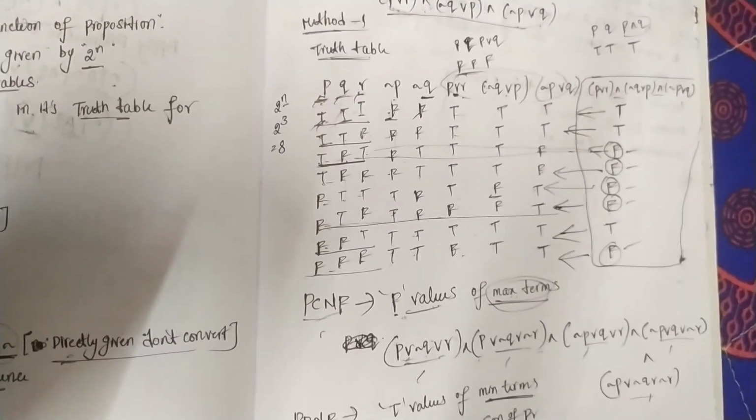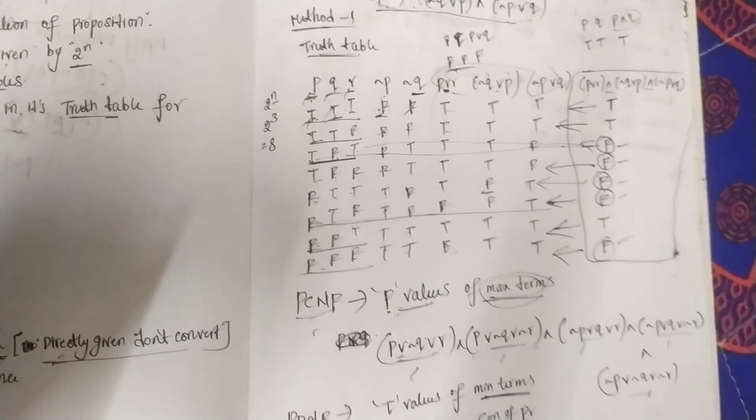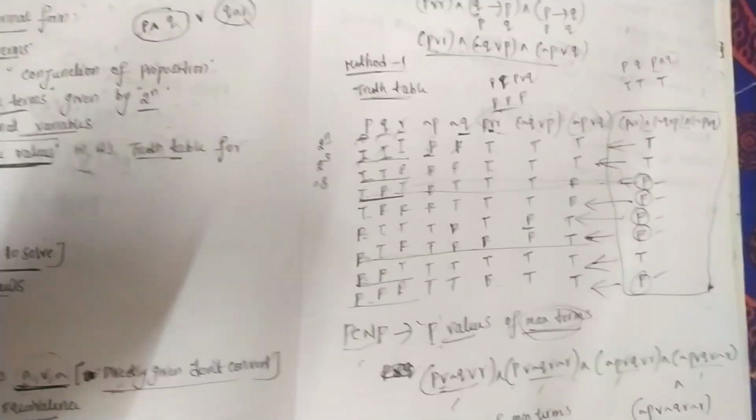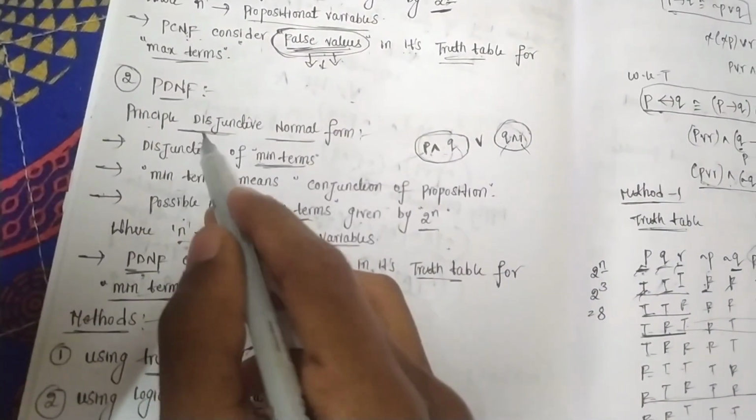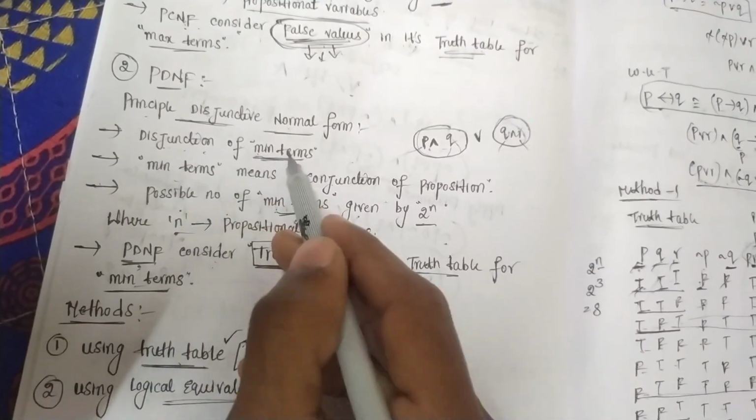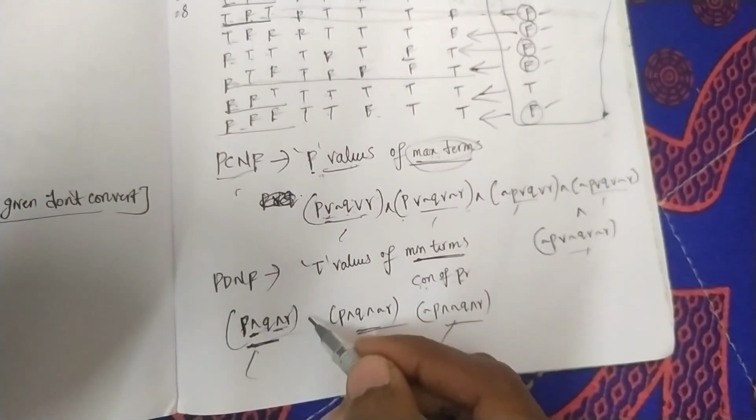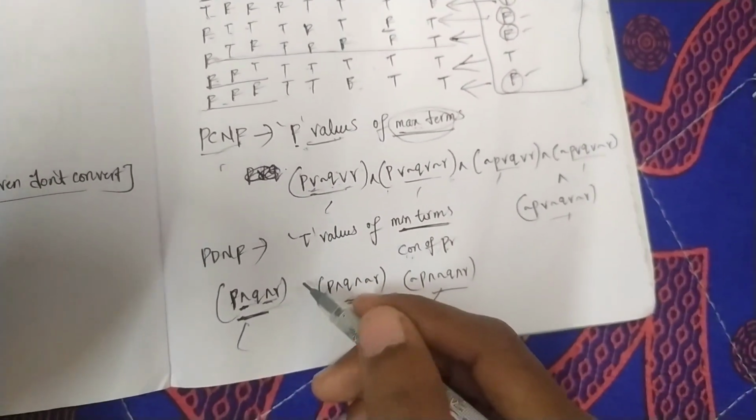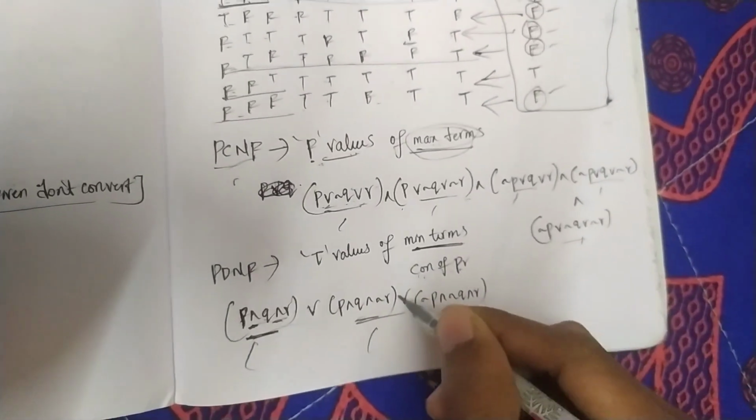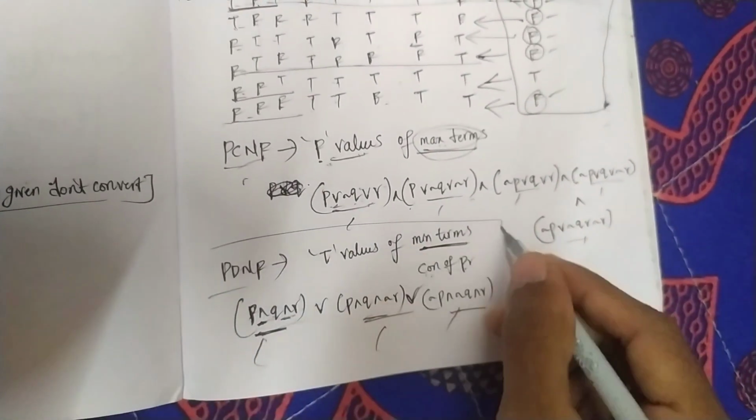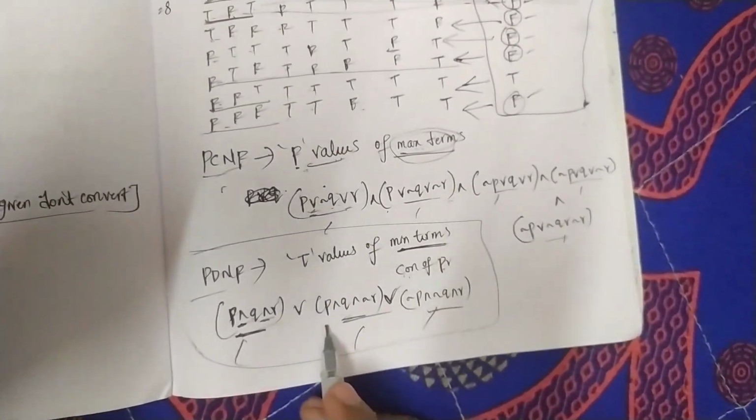That means conjunction of propositions. In between propositions we have the conjunction symbol. So these are the minterms. Here in the PDNF, we take the disjunction of minterms. These are the minterms 1, 2, 3. In the PDNF we have disjunction of minterms, so we have to place OR in between. So this is the PDNF value of the given problem. These are the PCNF and these are the PDNF.